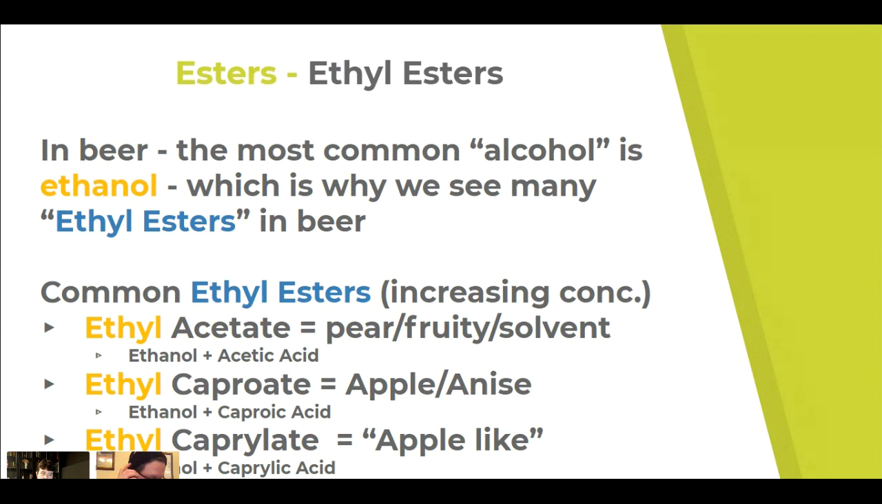So there are a few of these that we see in beer. Ethyl acetate is pear-fruity and solvent-like. A lot of yeast strains produce this. One of the most iconic examples is Duvel, and a lot of Belgian strains produce this. Ethyl caproate is apple and anise seed, and ethyl caprylate has this apple-like characteristic. Those are formed from ethanol and caproic acid, and ethanol and caprylic acid, respectively.